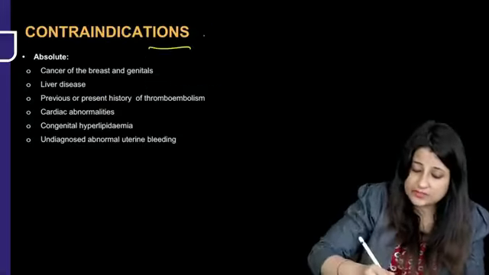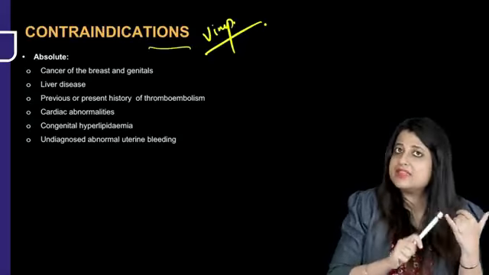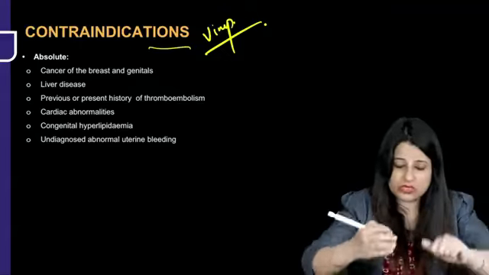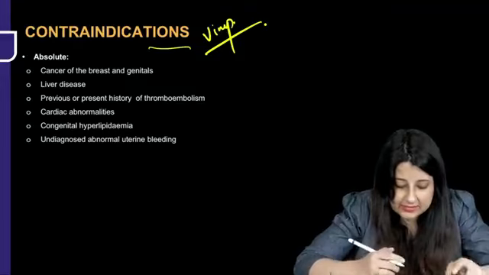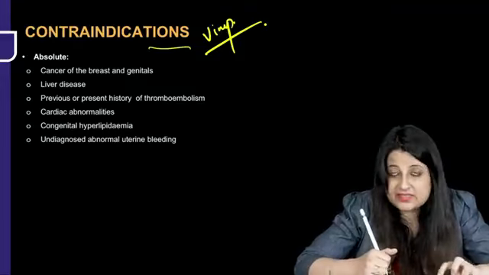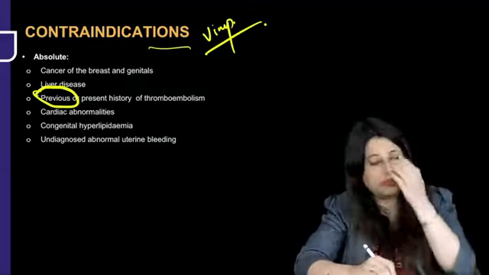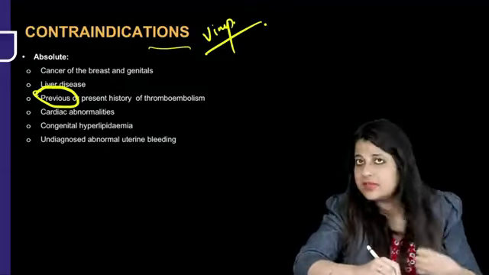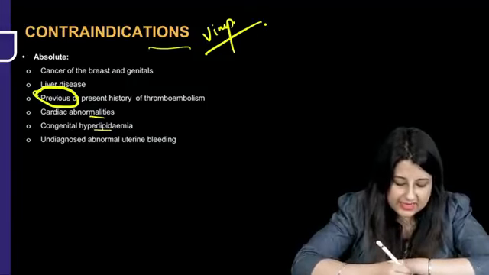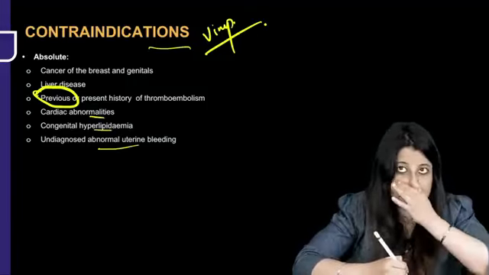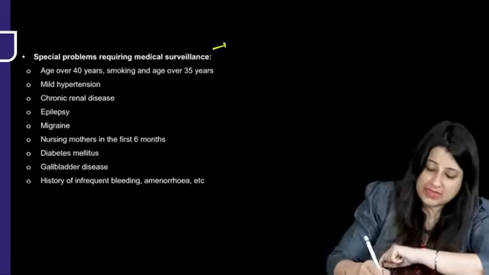Now, contraindications are very important. Two sets of contraindications you will study: one for the intrauterine device and one for hormonal contraceptives. Absolute: cancer of breast and genitals, liver disease, previous or present history of thromboembolism. Even if it's a previous history, you will not give. Cardiac abnormalities, congenital hyperlipidemia, undiagnosed abnormal uterine bleeding, special problems that require medical surveillance.